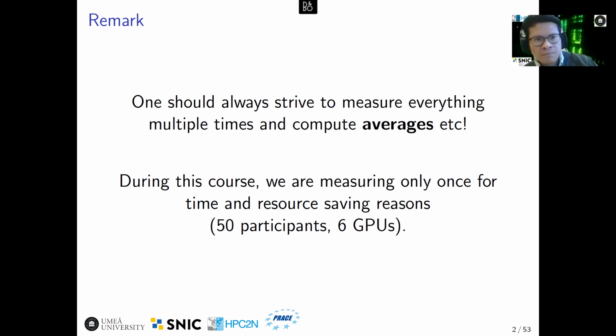The reason behind it is that when I was looking at the number of participants registering, we had 50 people and we managed to acquire 6 GPUs. So I got worried that if we have many people running longer jobs where they're averaging the measurements over, let's say, 10 to 50 runs, that would end up filling the GPUs entirely. So during the hands-ons, we will just do one measurement in general. Of course, you can repeat it if you feel that there is something weird with the number, but otherwise, I'll be assuming that we are measuring only once and then hoping that the result is not a huge outlier.